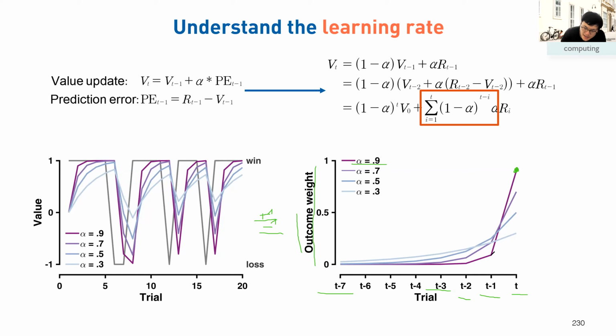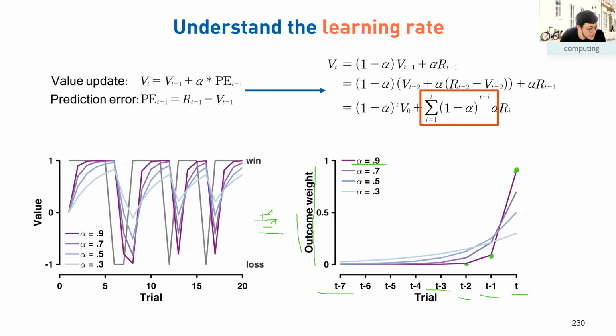And already at the trial 1 back, the outcome really doesn't function so much. And 2 trials back, whatever happened, positive or negative, it doesn't really show much influence or impact towards the value update.